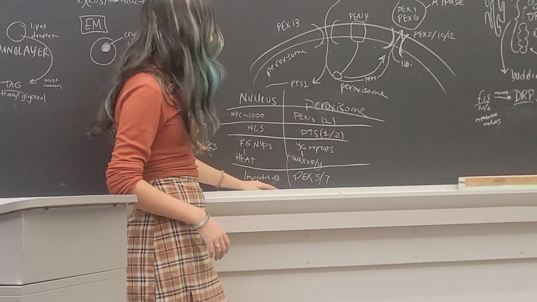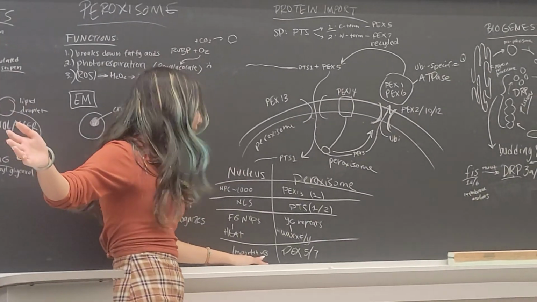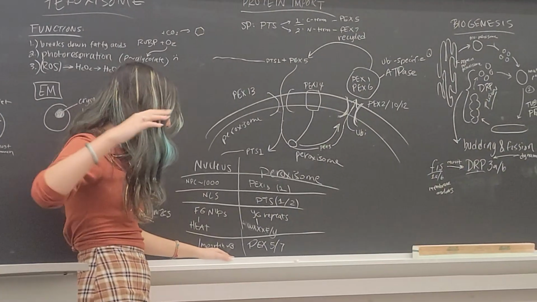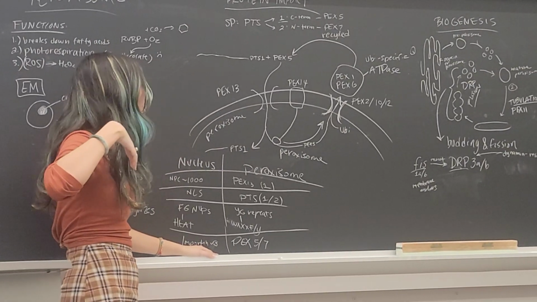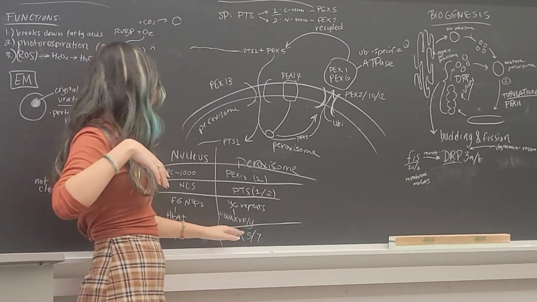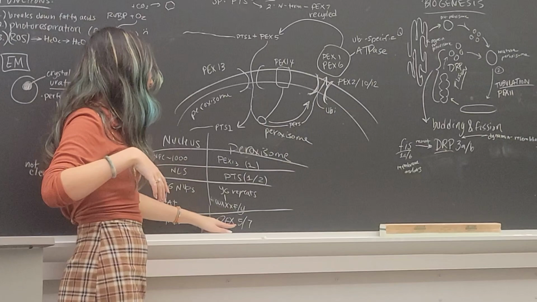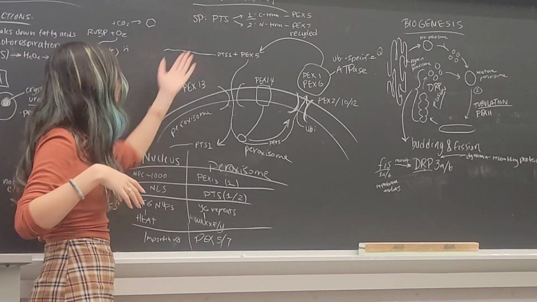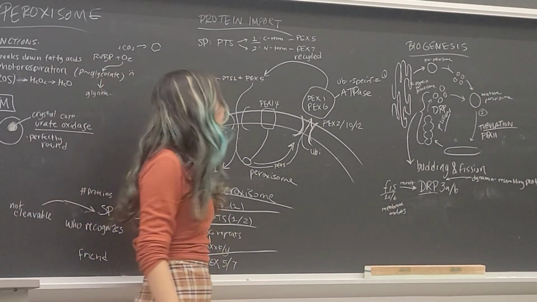And they have a friend that they recognize. Importin beta is what is recognized by the FG loops, letting it through the nuclear pore complex into the nucleus, whereas the peroxisome will have PEX5/7 as their friend. Say, yeah, on it. You're all good.